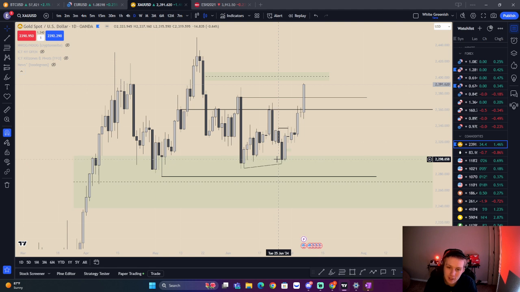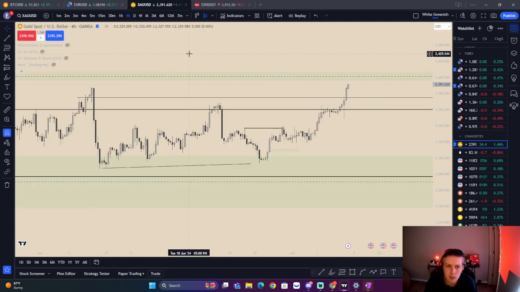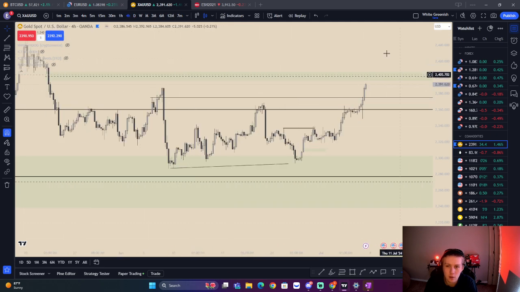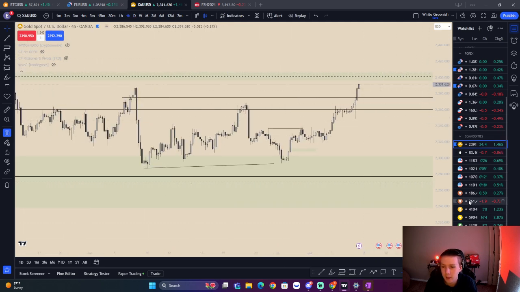Basically, we have SMT here with, I think, platinum. I don't really trade gold, but we had SMT here, displacement. So I would assume that we were going to run to this imbalance here. I believe it's a 4-hour imbalance that I highlighted. So I'm definitely looking for that imbalance there.